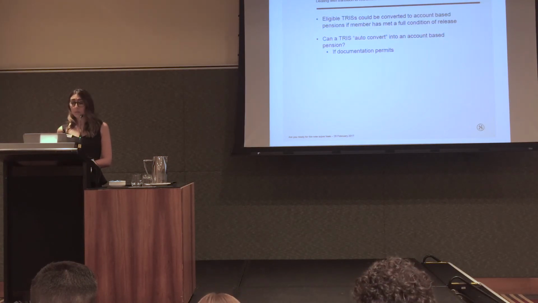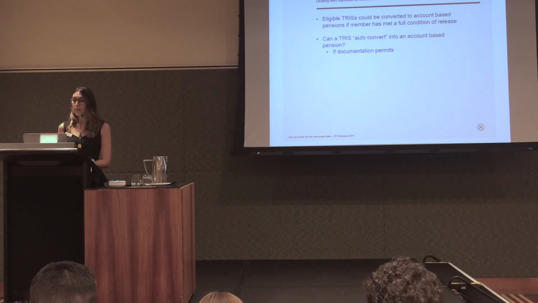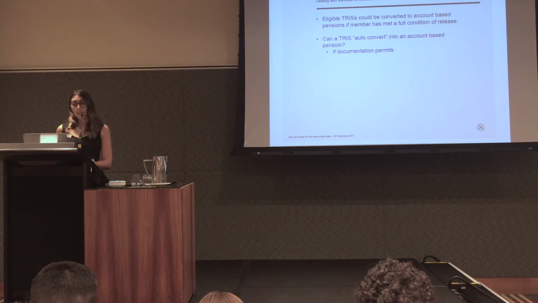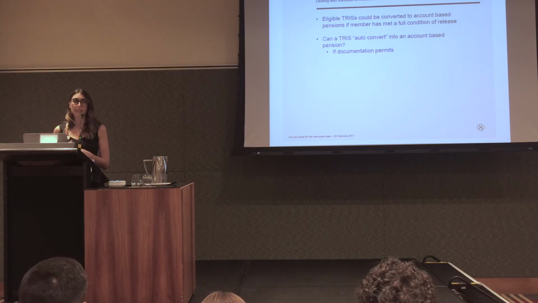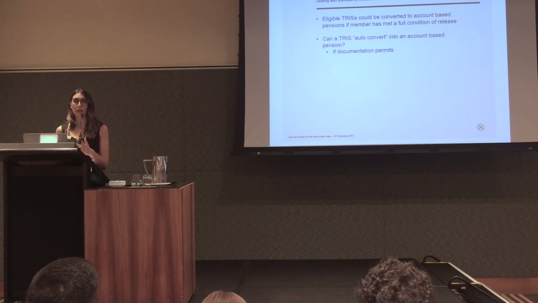Eligible TRISs could be converted to an account-based pension, provided that the member has met a full condition of release. Now, it's questionable whether a TRIS can auto-convert into an account-based pension. Also, again, provided that the member has met a full condition of release, you just have to look at the documentation. You'll have to have a look at the pension agreement that put the TRIS in place and see whether it's got the ability to auto-convert into a pension. Otherwise, you'll need to do resolutions to do that.